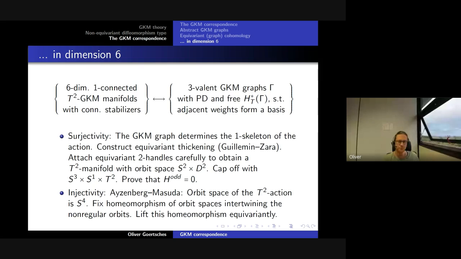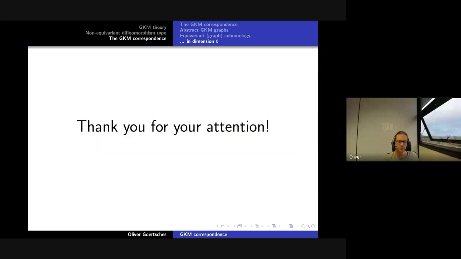So why does this not work for equivariant diffeomorphism? This is because the orbit space is 4-dimensional, and as you know, 4-dimensional differential topology is very complicated. It is not known if there is an exotic smooth structure on S4, for example, and so we cannot improve this to diffeomorphism. Okay, that's what I wanted to say. Thanks a lot.